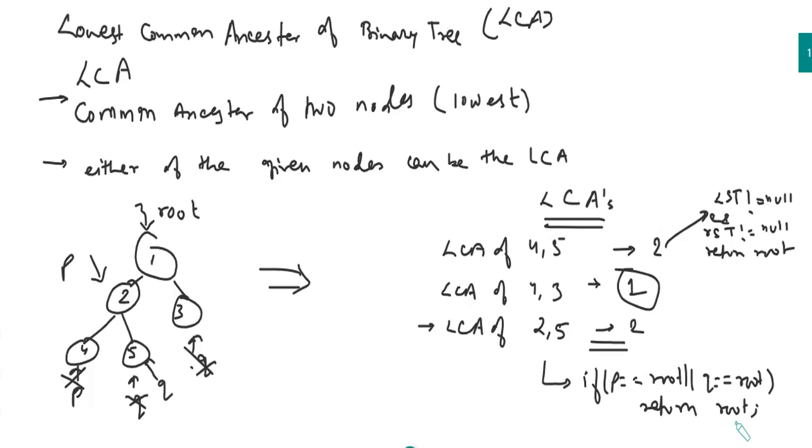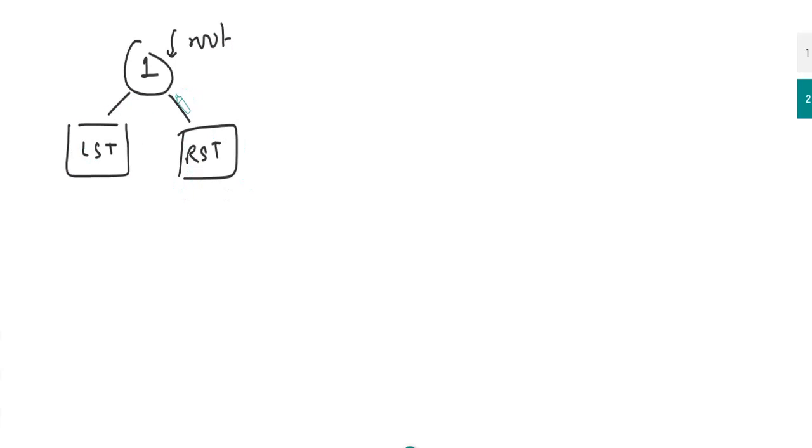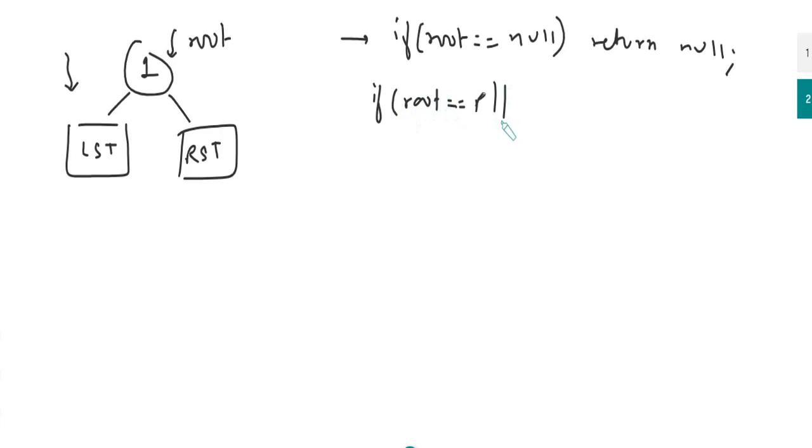So let's see how we are going to approach this problem. To start, this is my node, which is the root value, this is my LST, this is my RST. Firstly I will check whether my root is null or not. If root is null, I will return null. Otherwise, before finding in the left subtree, I will check if root is equal to P or Q, that is, if any of the node values is equal to root, I will return root as the LCA for the second case.